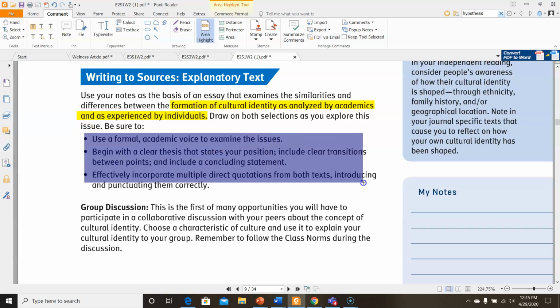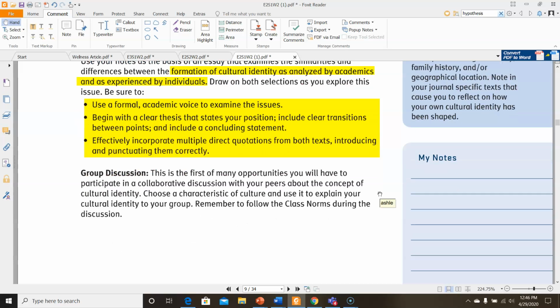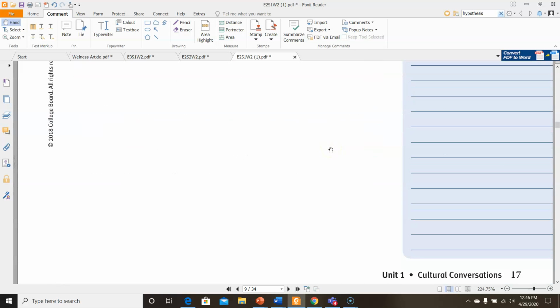Use a formal academic voice to examine the issues. Begin with a clear thesis that states your position. Include clear transitions between points and include a concluding statement. Effectively incorporate multiple direct quotations from both texts, introducing and punctuating them correctly. So for this essay, I'm going to say that you only need 4 paragraphs. One is the introduction, 2 body paragraphs, and then a conclusion. Just make sure that you hit all of these things within your essay.